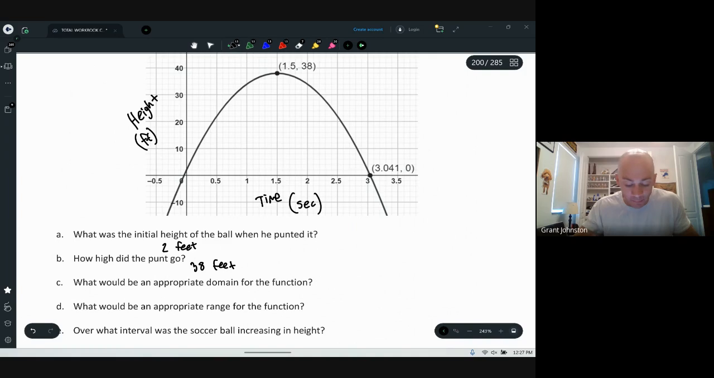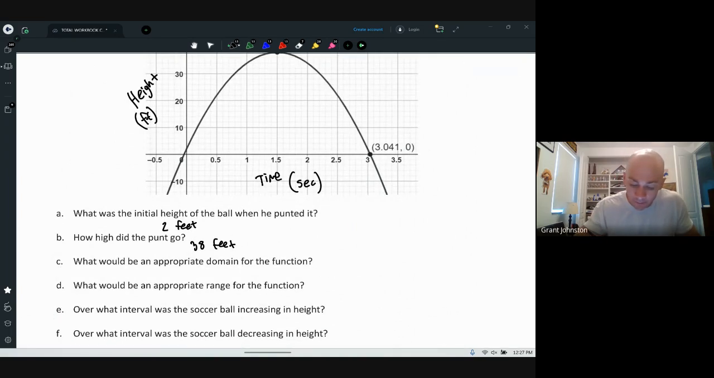So I would say an appropriate domain would be between 0 and, I'm going to put the full thing, 3.041. But you could say just 3 if we're rounding. But an appropriate domain would be between 0 and about 3 seconds. That would be an appropriate domain, right? Because anything past that 3 seconds, the ball would be underground.